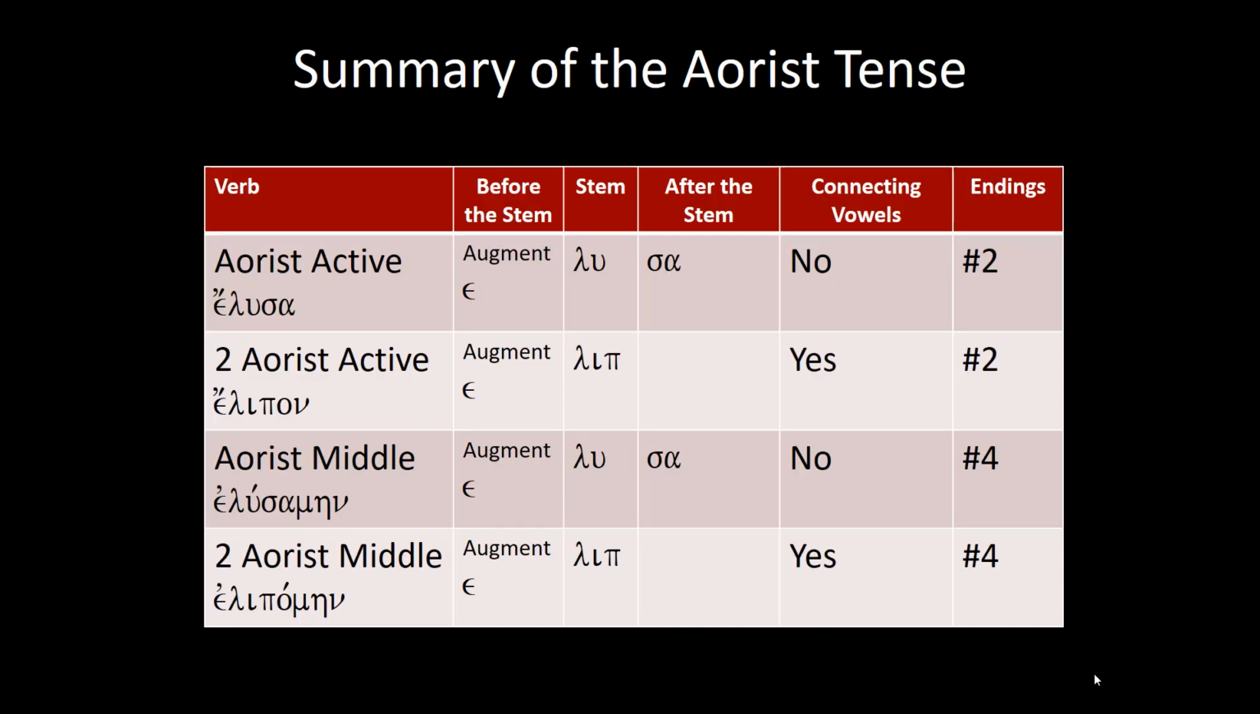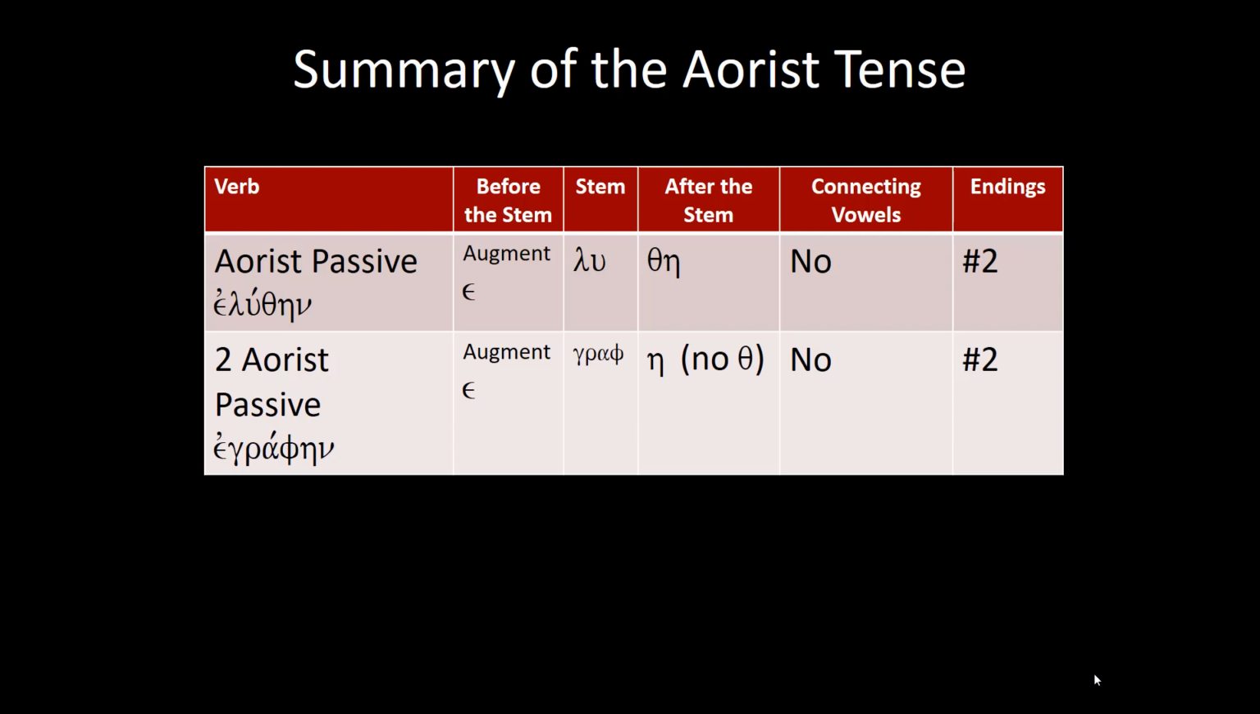So let's look again at this summary. For aorist, we have augment on front because it's a past tense. We've got sigma alpha after that. That's a big aorist key. If we don't have sigma alpha, then we're going to have a stem change for these second aorist forms. Then on the passive forms, we have theta eta, or second aorist passive, simply eta.